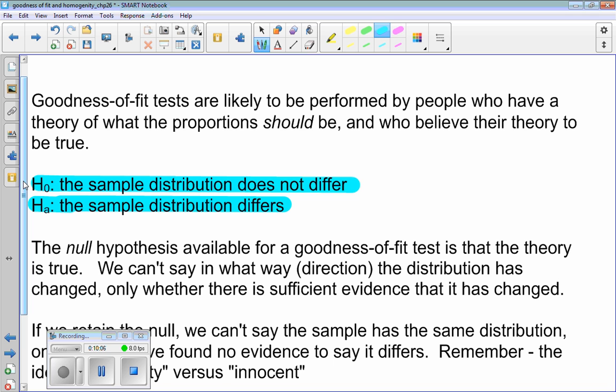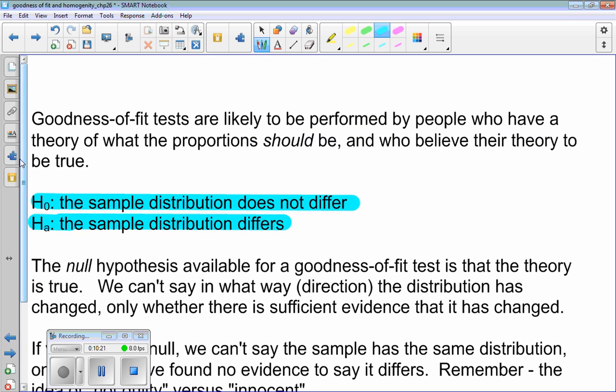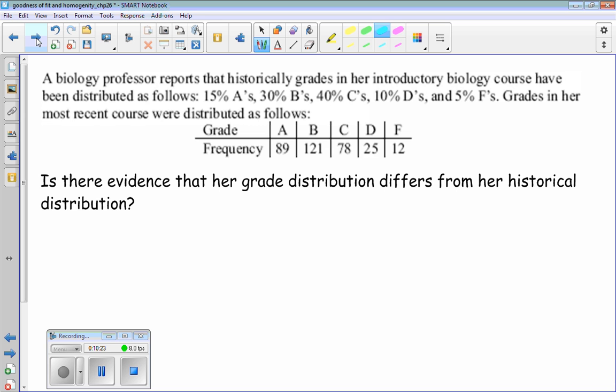This is a really smart class. I think there's going to be more A's in this class than I've had in the past. That's what we would think. That would be the alternative hypothesis. Not on that last quiz, but maybe overall. We'll see. All right, so let's look at this as an example.